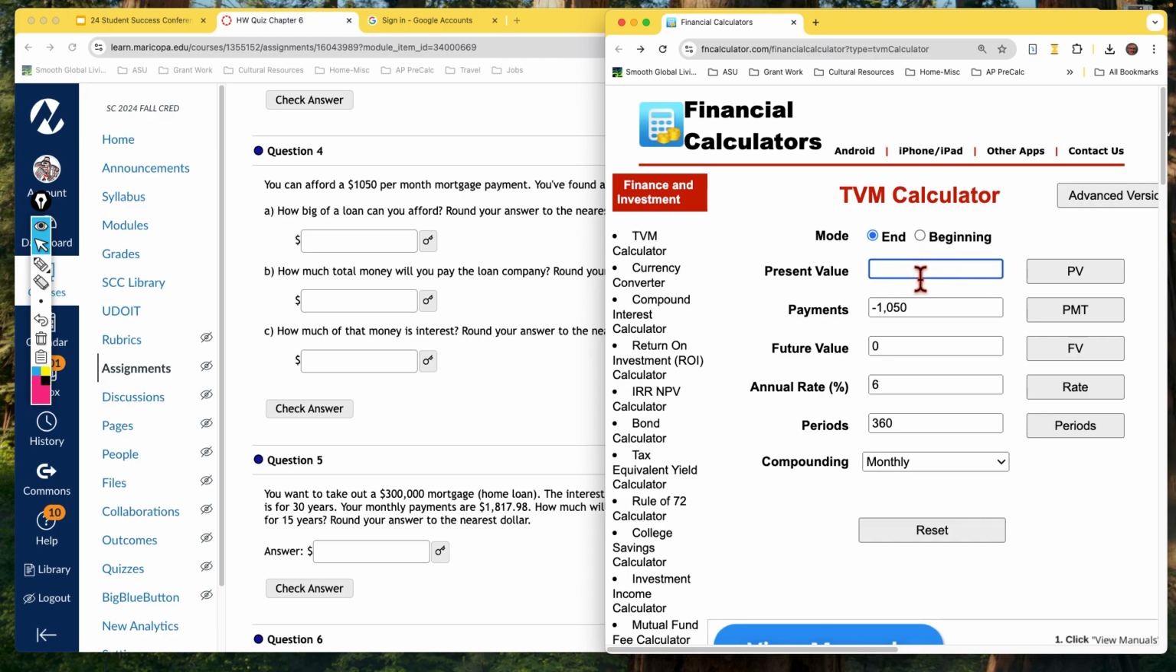So now we can calculate the present value. How much loan could I get with these details? Just have to calculate present value. We could borrow $175,131.20. And they have us rounding it to the nearest dollar. So that's just $175,131.